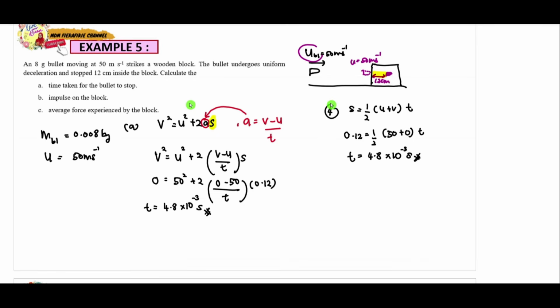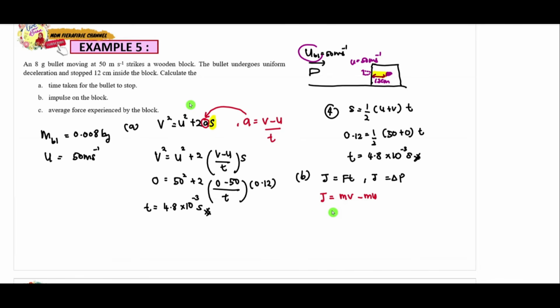And B, impulse on the block. For B, we want to calculate the impulse on the block. The formula for impulse J is equal to Ft, and another equation for impulse is also equal to delta P. In this case, since we already know the change of velocity for the bullet, we can use J equal to delta P. So we can write J is equal to change of momentum, final momentum minus initial, mv minus mu.